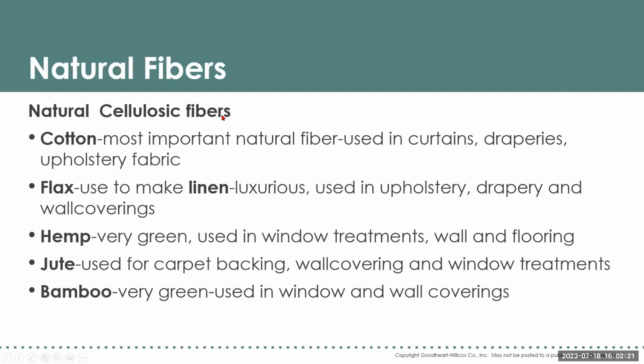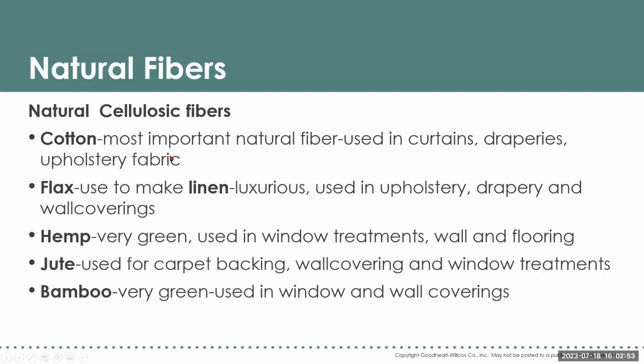So those natural cellulose fibers, those are things like cotton, flax, hemp seed, jute, and bamboo. Those are all fibers that we use. You might see a bamboo grass cloth, bamboo wall covering, jute backing we use for carpets. Hemp, very green, that's used for window treatments, floors, and walls. We can use them as roller shades. Flax, that's what we use to make linen out of. Very luxurious, very expensive. It's great for draperies and wall covering.